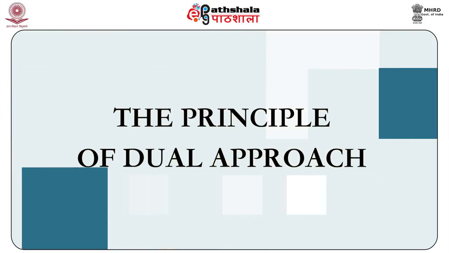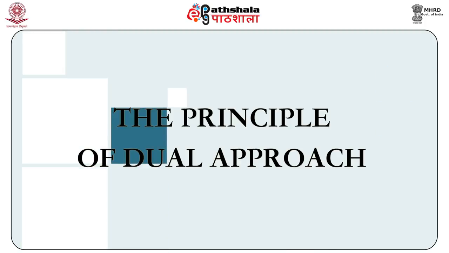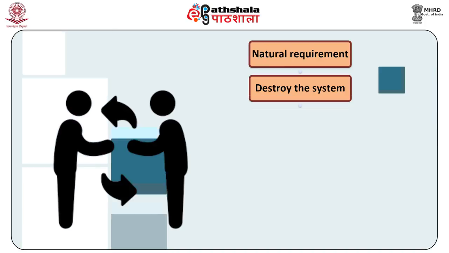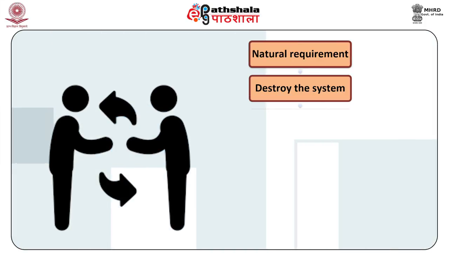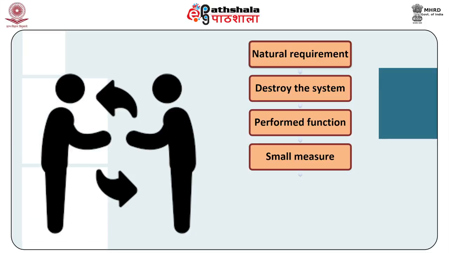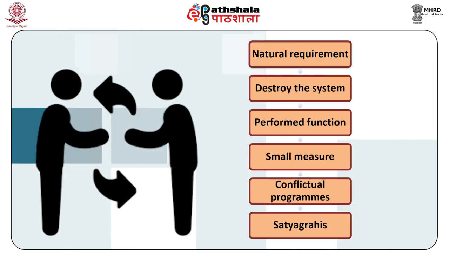The next principle of social action is the principle of dual approach. Any activist who has built a counter system or revived some moribund system that is thought to be beneficial to the needs of the mobilized, on a social self-help basis without involving the opponent. This is a natural requirement consequent upon the attempt to destroy the system established and maintained by the opponent. The Gandhian constructive work program performed such a function. In a small measure, together with the conflictual programs of Satyagrahis, this cooperative effort indicates that Gandhians adopted or attempted a dual approach in their mobilization.